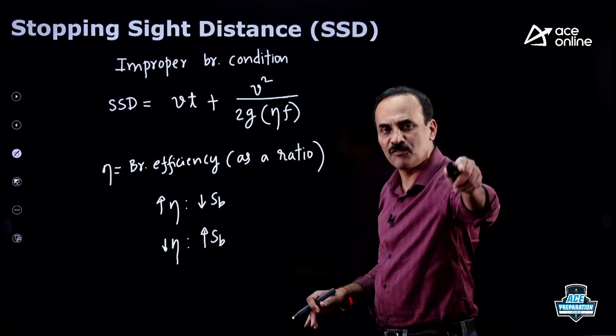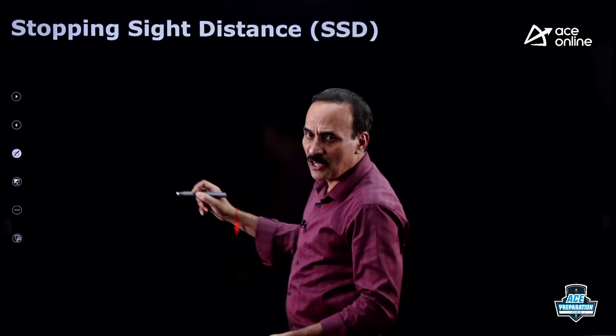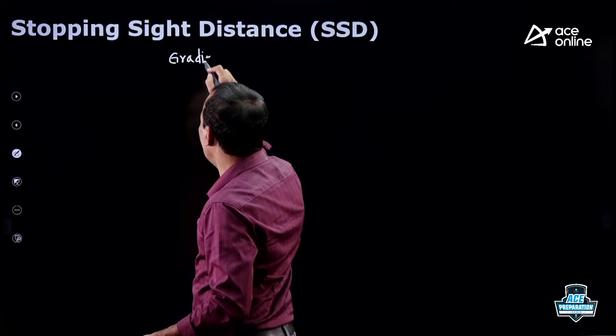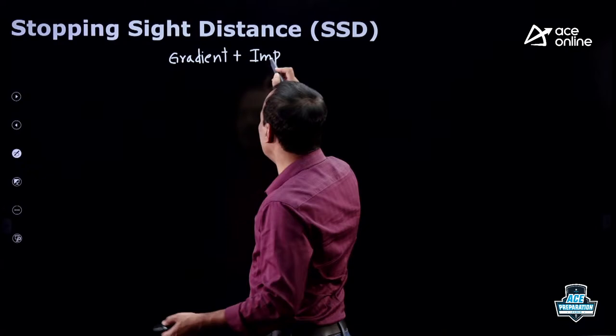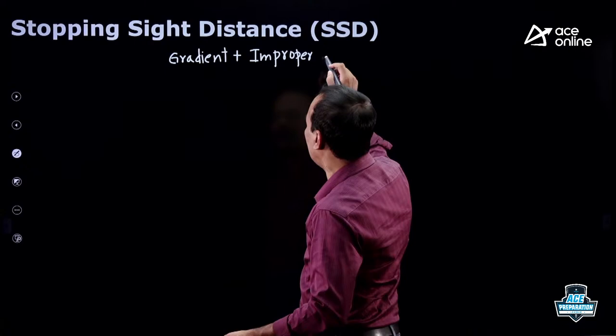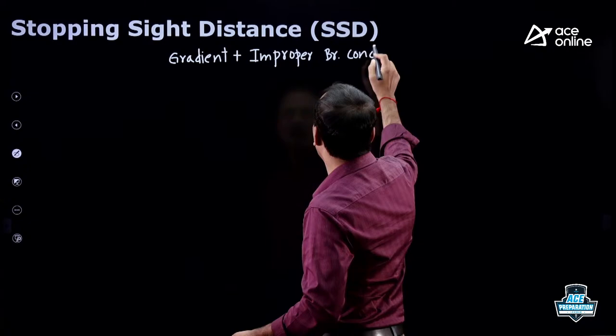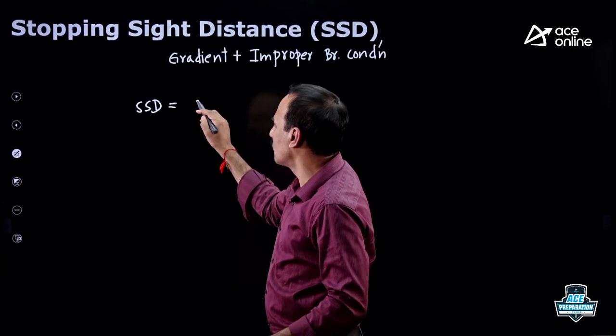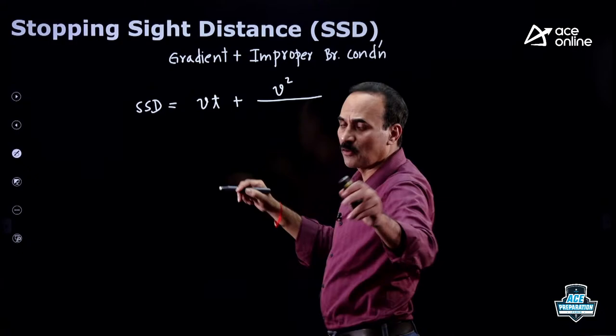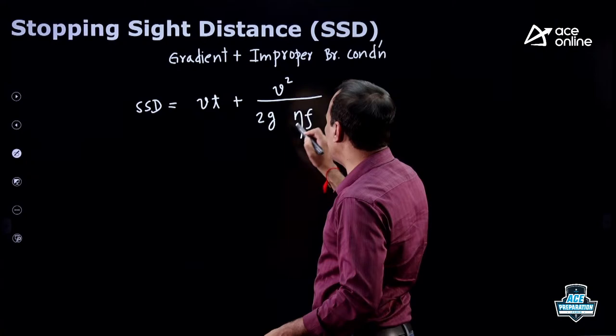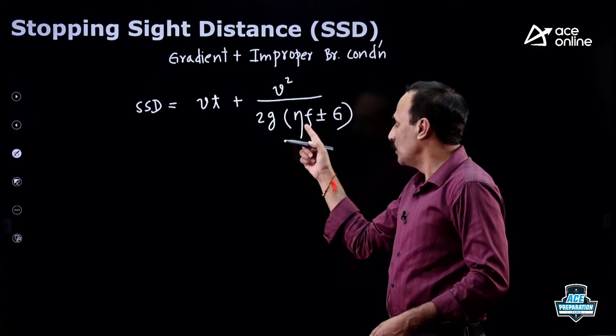If by chance you have both problems, gradient is there plus improper brake condition is there, then how do you calculate the stopping sight distance? The lag distance has no change. In the braking distance, V is constant, we can't change it for a particular road, and G is also not possible to change. But friction is getting changed. You need to multiply eta with F plus or minus G.